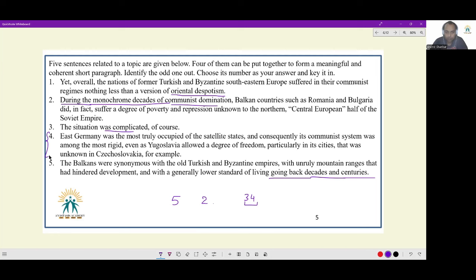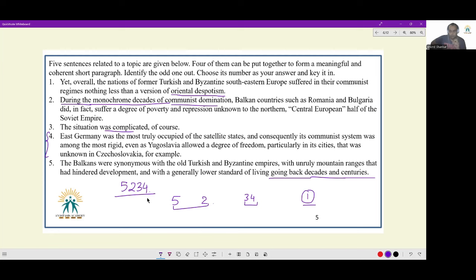Okay. 5 and 2 are linked, 3 and 4 are linked, and then my own personal bias is getting verified. 1 will be the odd one out with the order of the statements in 5, 2, 3, 4. Let me read it in this order. The Balkans were synonymous with the old Turkish and Byzantine empires, with unruly mountain ranges that hindered development and with a generally lower standard of living going back decades and centuries.